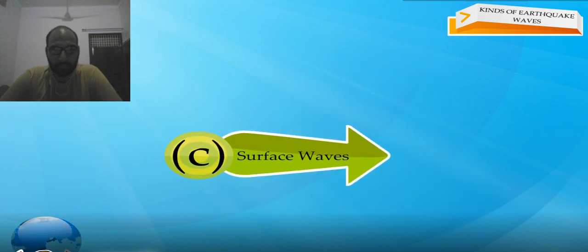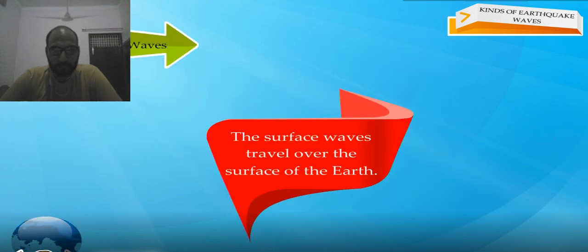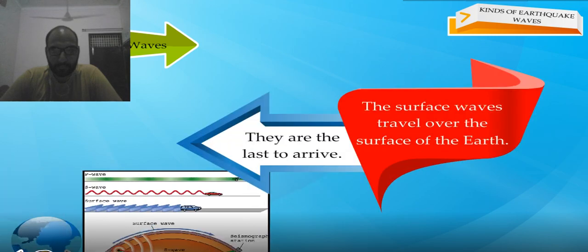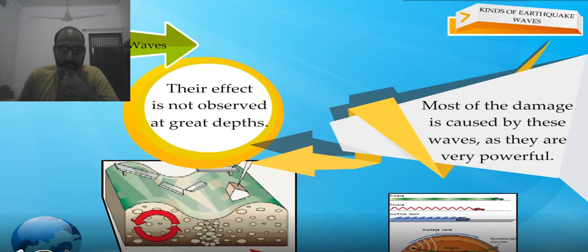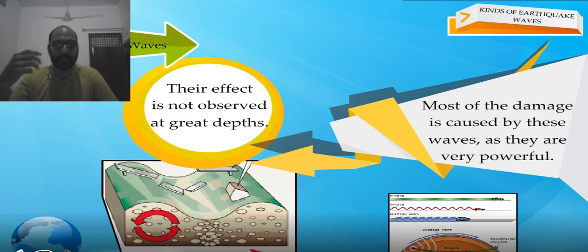C. Surface waves. The surface waves travel over the surface of the earth. They are the last to arrive. Most of the damage is caused by these waves as they are very powerful. Their effect is not observed at great depths. So, kinds of waves. Earthquake waves are divided into three parts: primary waves, secondary waves, and surface waves. Now, when we are talking about primary waves, it simply means primary, that is, the first. Yes, primary.